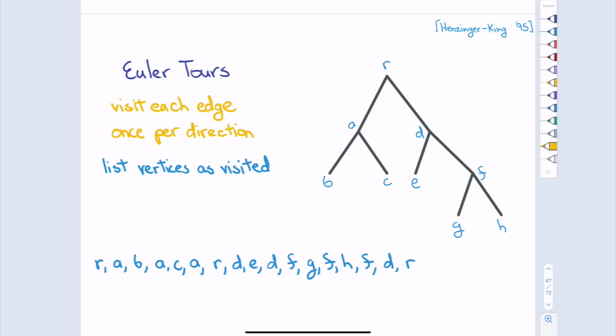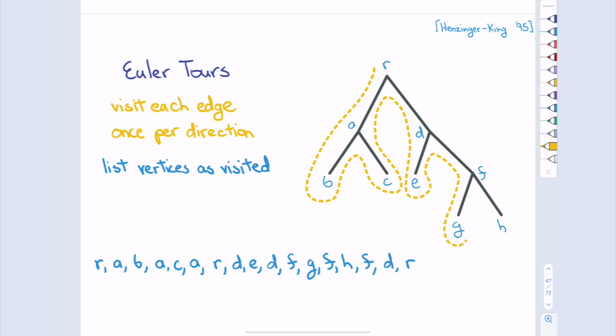If I start from R and crawl around this tree, going down and up and down and up, you might notice that I end up visiting every single edge once in each direction. Each edge gets visited on the way down, and each edge gets visited on the way up. That is just one possible Euler tour. I could have gone in the opposite direction. You can choose any order of subtrees you want; I chose one that's easier to draw.